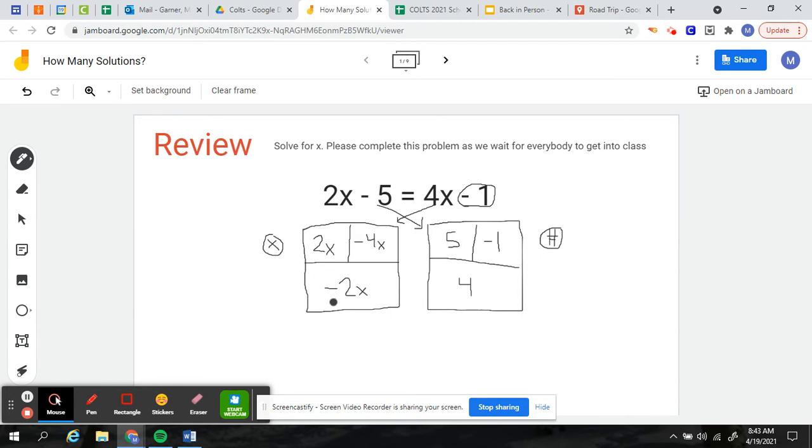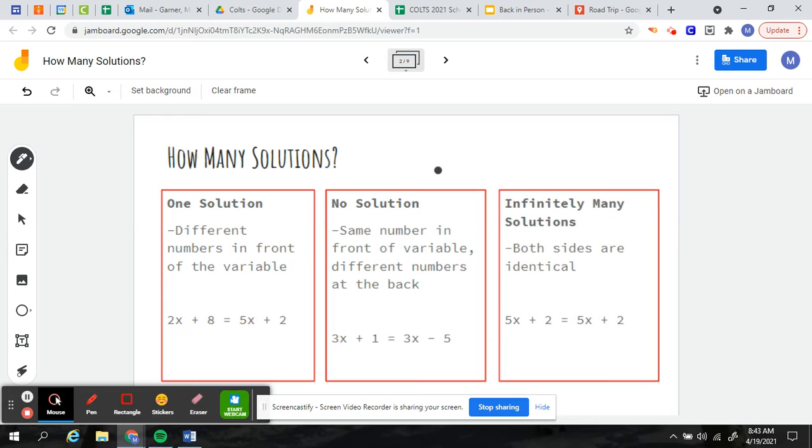And now my final step is always the same. I'm going to divide by the number in front of my variable. I'm going to do the same thing to the other side. So on the left, the -2's go away. I get x equals, and on the right, 4 divided by -2 equals -2. That is my answer. X equals -2. Notice that this has just one solution. That is the only number that I can plug in for x here so that those two sides of the equation equal each other.